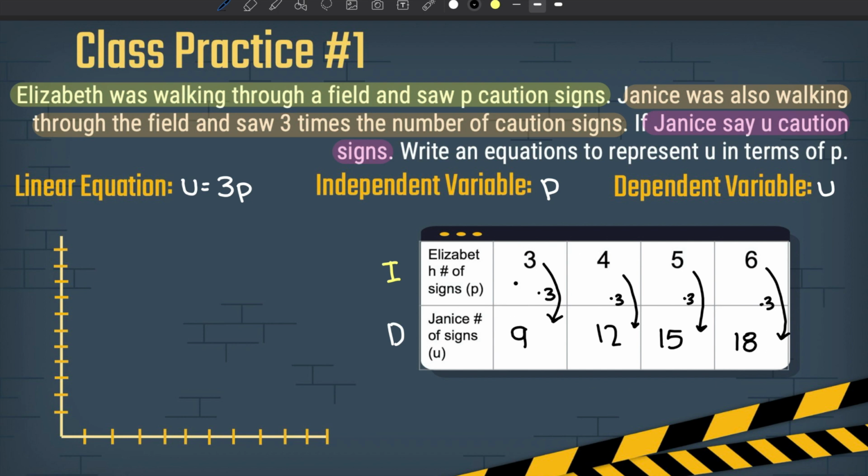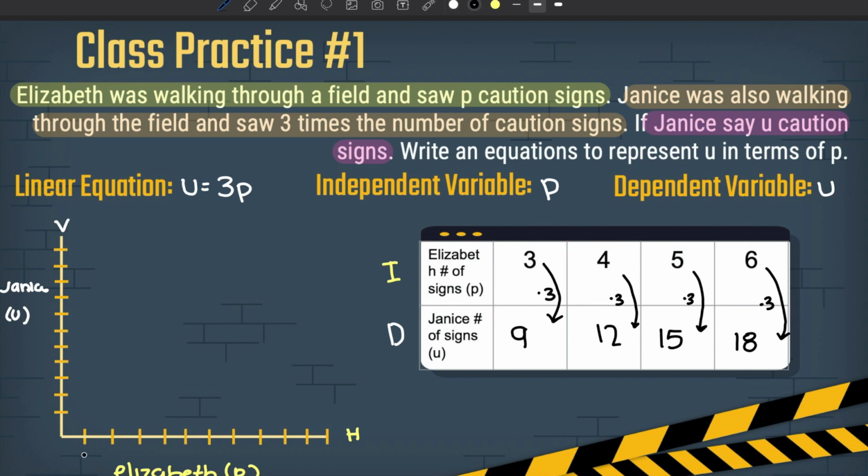So now that we have completed our table, we need to plug it into our graph. So I'm just going to label our graph right over here. And remember, this is our horizontal axis. And this one is our vertical axis. And our horizontal axis is our independent variable. So we're going to write Elizabeth, and we're going to write P. And then we have Janice. We're going to write Janice, which is U.